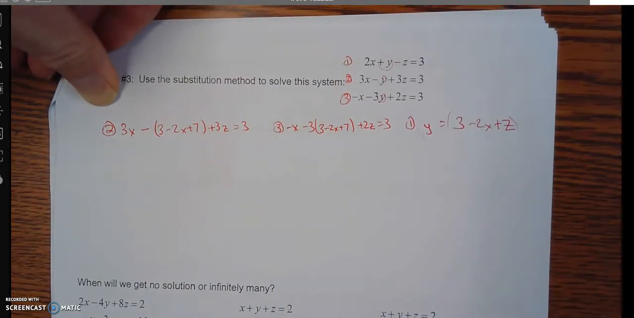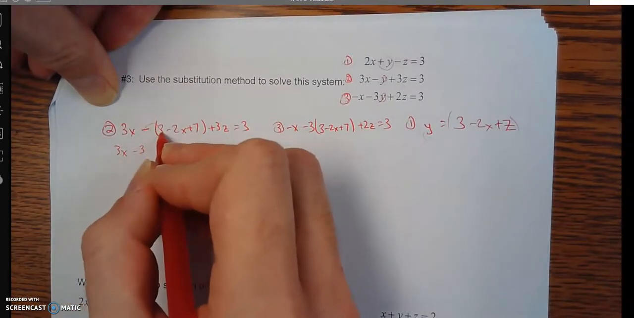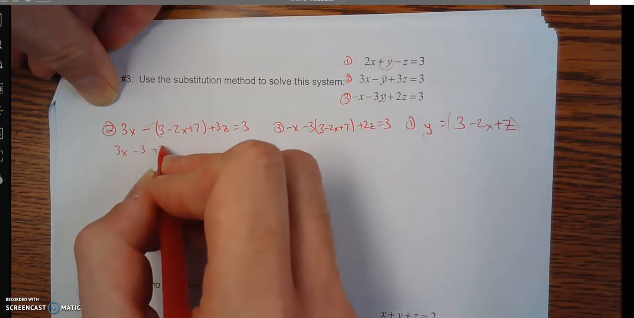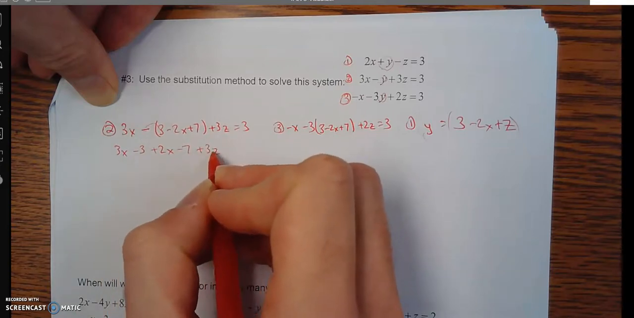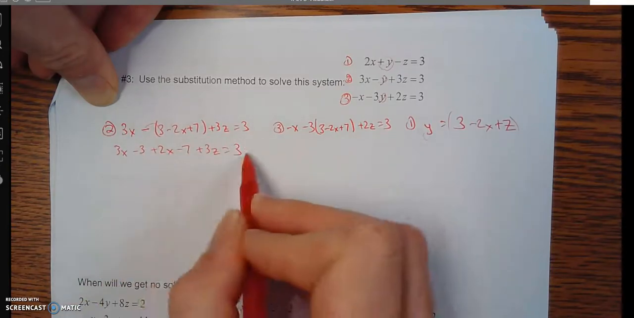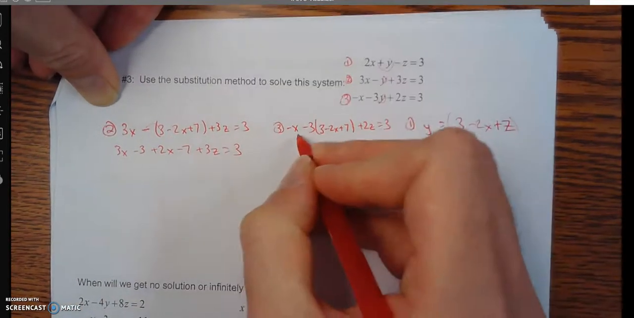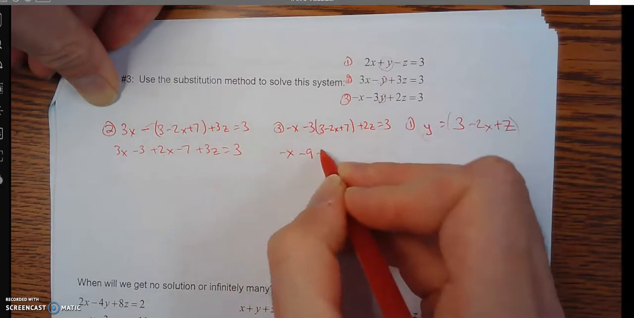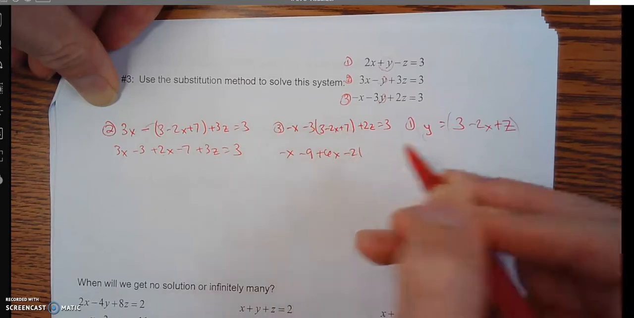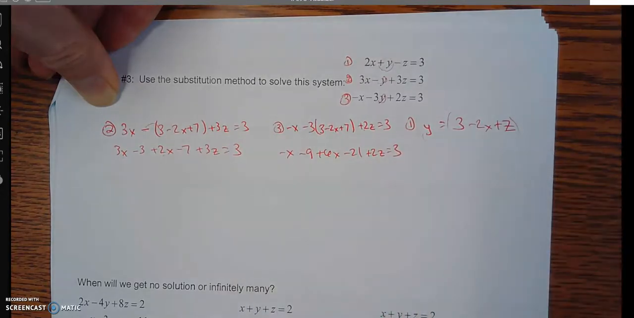Okay, do some distributing here. So 3x, it'd be a minus 3, I'm sorry, a plus 2x, because it's negative 2x, and then a negative z plus 3z equals 3. And notice in this equation how many different variables? I have x's and z's, and that's it. So just two variables. I got rid of one of the variables. In this guy, I'm going to distribute the negative 3, so it'll be minus 9 plus 6x minus 3z plus 2z equals 3. So it's looking kind of ugly, but most of the work is in this first step.